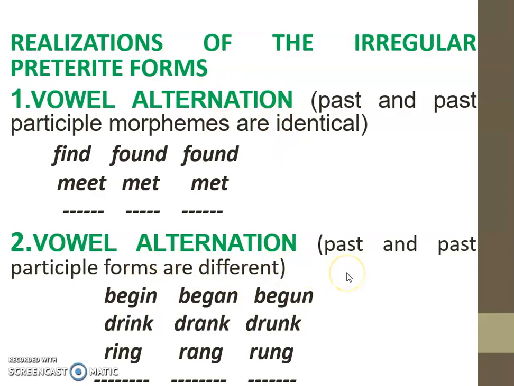Also, there is vowel alternation in begin, began, begun. We have the kit, begin, began. We have the trap, and then begun. We have the strut. You see, the vowel has changed. Drink, drank, drunk. The kit, the trap, and the strut. Ring, rang, rung. Again, the kit, the trap, and the strut. So, in this case, the preterite and past participle forms are realized by means of vowel alternation.